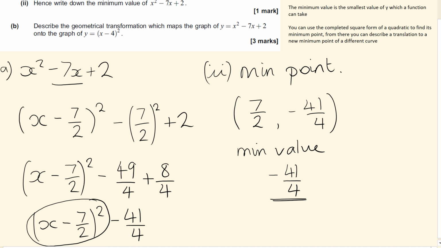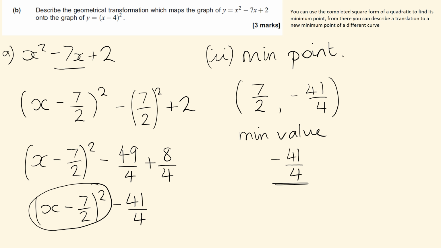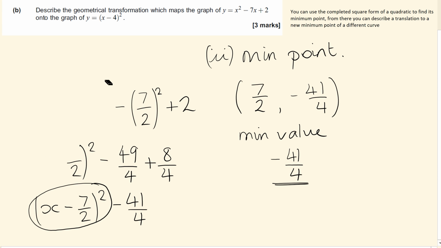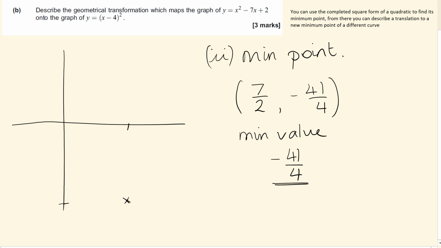Finding the minimum point is not actually a waste of time in this question, because then we're asked to describe the geometric transformation. In order to find the geometric transformation, I think it's really useful to just draw a bit of a sketch to see what's going on. I'm just clearing some room here, but we're going to put the minimum point on an axis. So the minimum point is 7 over 2, which is somewhere here, and a minus number here. At the minute, that's our minimum point: 7 over 2, 3.5, and minus 41 quarters, which is minus 10.25.